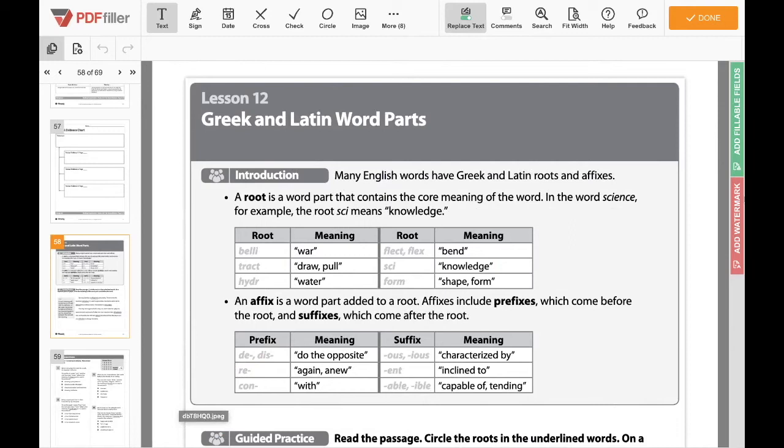Okay, 7th grade, so today we're looking at page 58 in the packet. We are skipping ahead a little bit, but that's alright. It just fits better with where we are at.